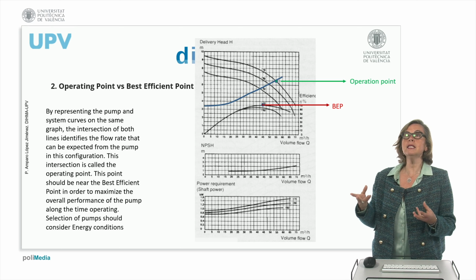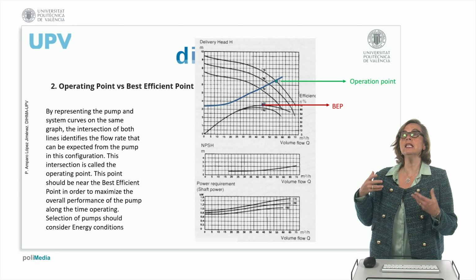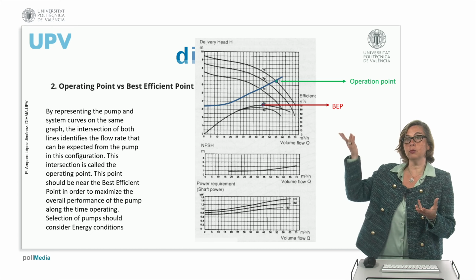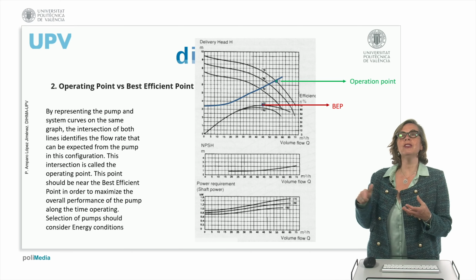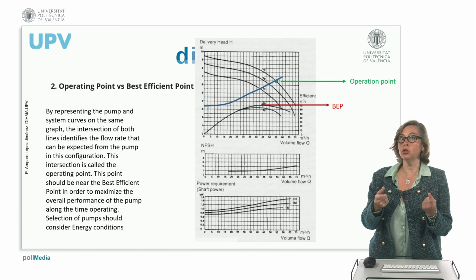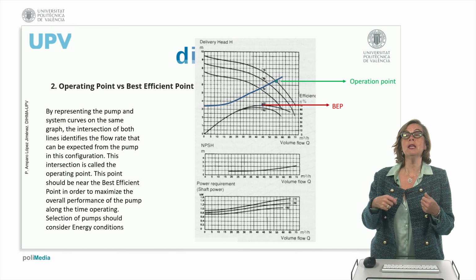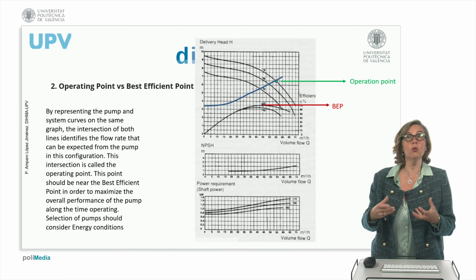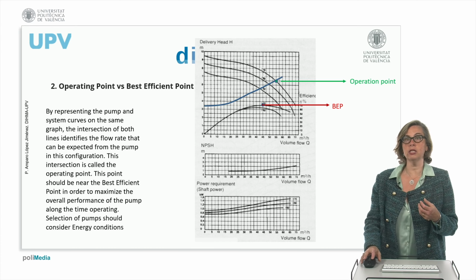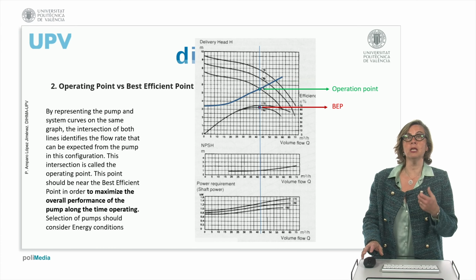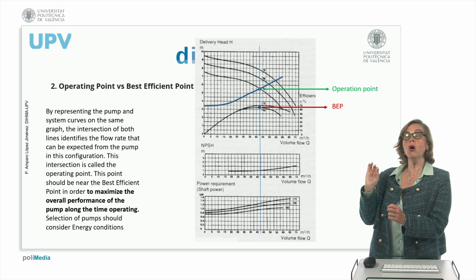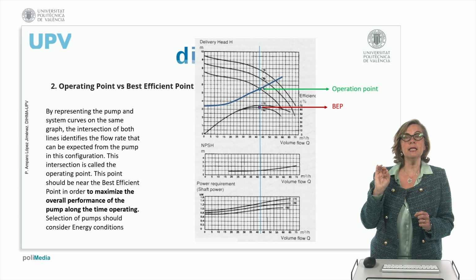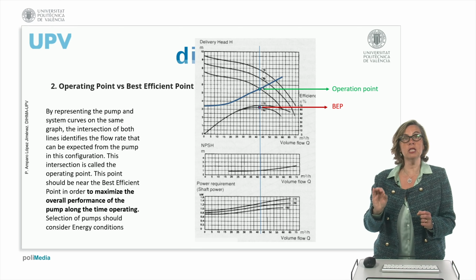The best efficient point should be the point chosen for operation in a pump. But in general, this is not the point in which pumps operate, because as we said, the operational point depends on the system curve of the facility. So what we should do is to choose a pump in which most of the time we will be near to the operation of the best efficient point. Like in this case, we will be choosing a pump which most of the time will be in its best efficient point, which is a good choice for operation.